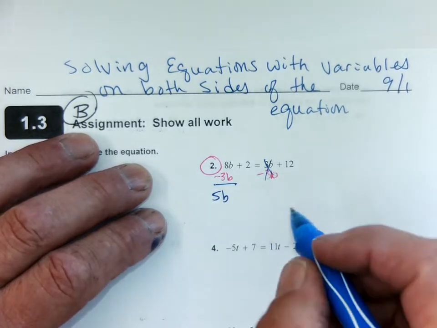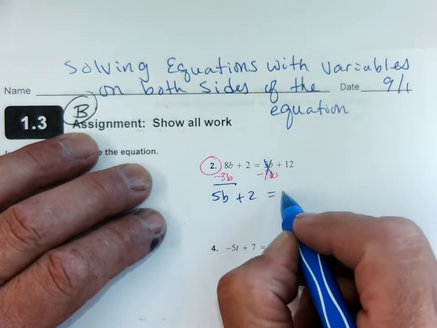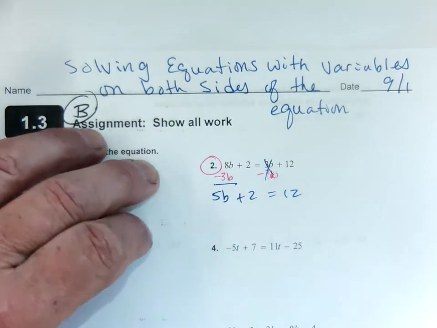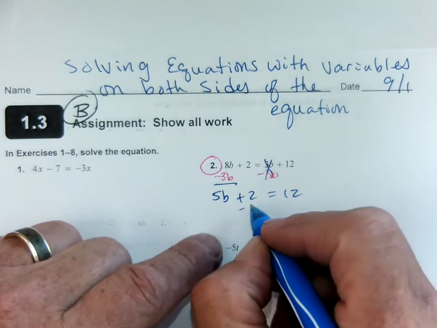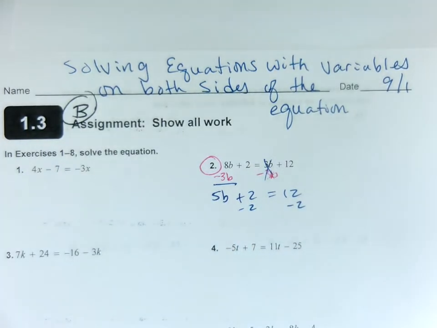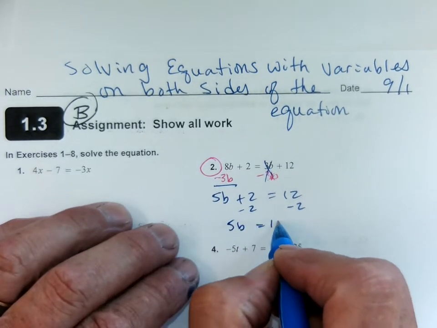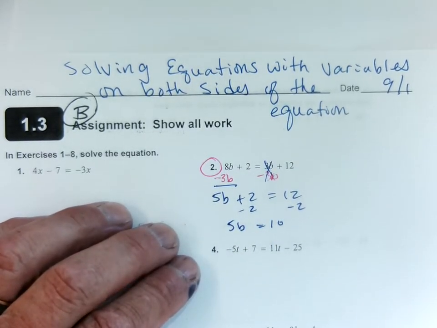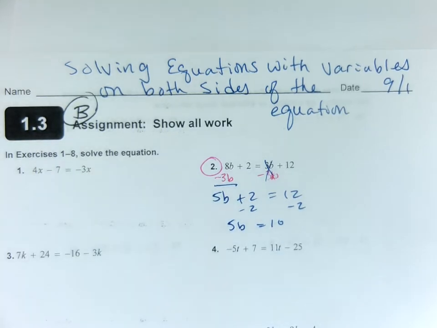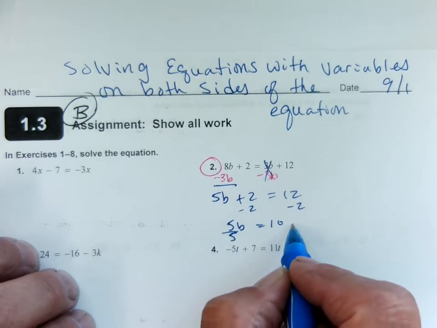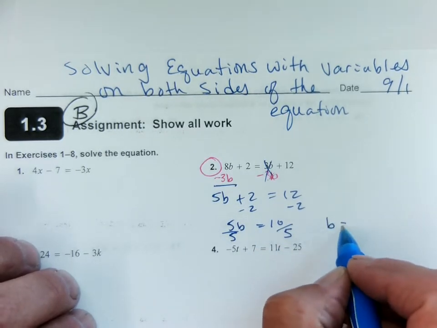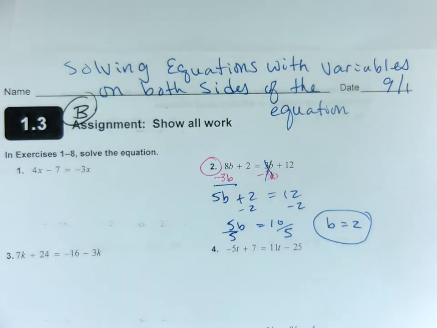Okay. I still have a plus 2 equals 12. Now I just have 1B, but it's not totally by itself. So I'm going to solve like we did the other day. I'll go minus 2, right? To get rid of a positive 2. Minus 2, minus 2. 5B equals 10. 5B means 5 times B, so I do the opposite. I'll divide by 5, and B equals 2. Okay, give me thumbs up if that seemed easy.